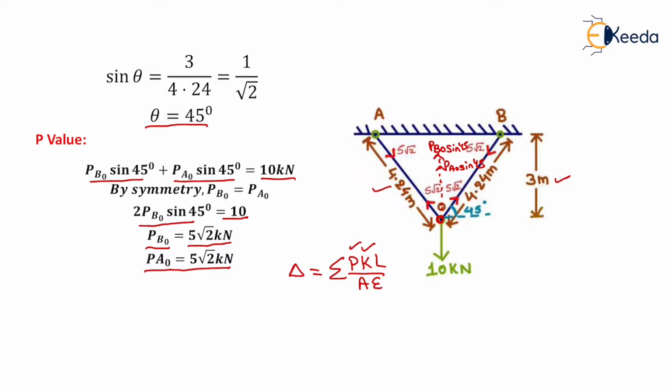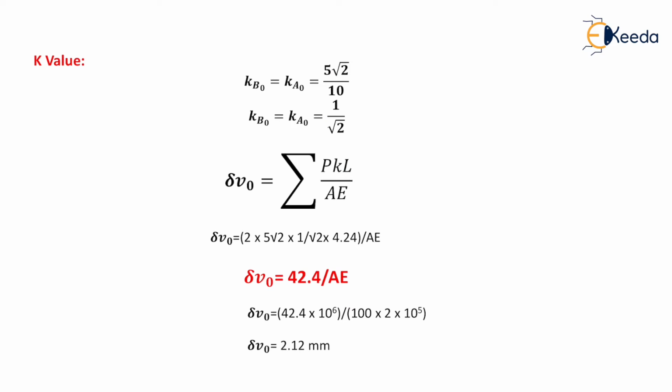Now we need to determine the K values for the members AO and BO. We will divide this value by 10 because we calculated this PBO and PAO for the 10 kilonewton load. If we want to calculate the K value, then we need to replace this 10 kilonewton by 1 kilonewton, and we just divide these values by 10. We will get the KBO and KAO values. KBO is equal to KAO is equal to 5 root 2 by 10, and its value will be equal to 1 by root 2.